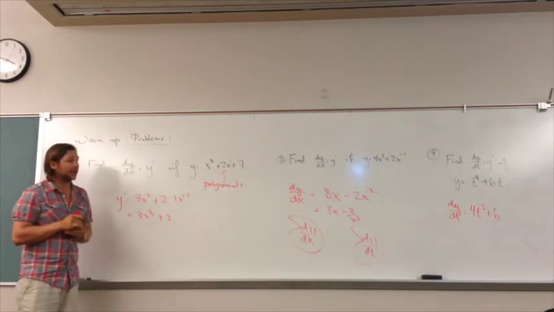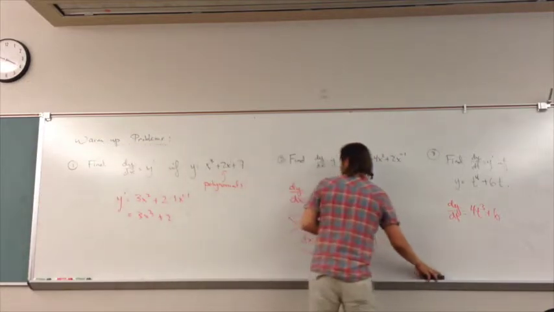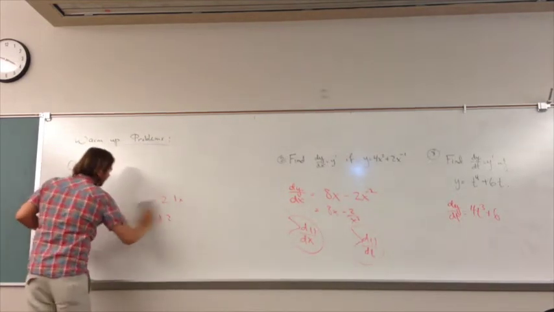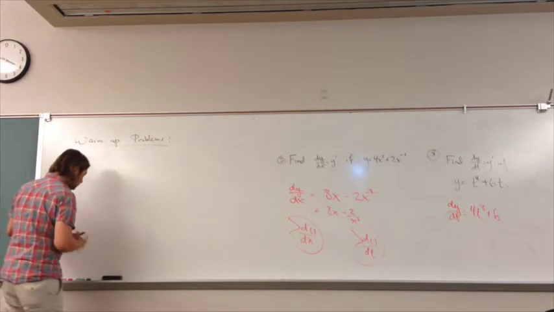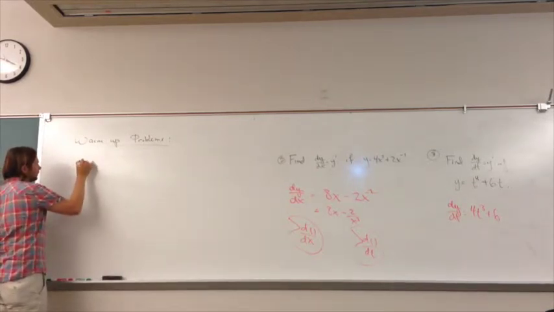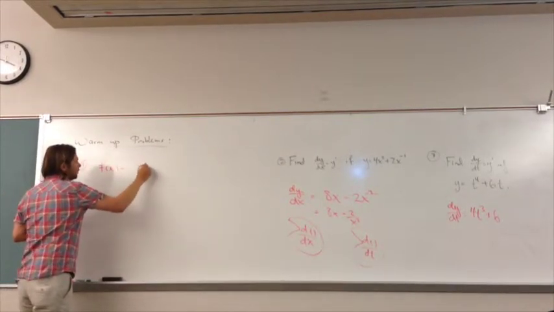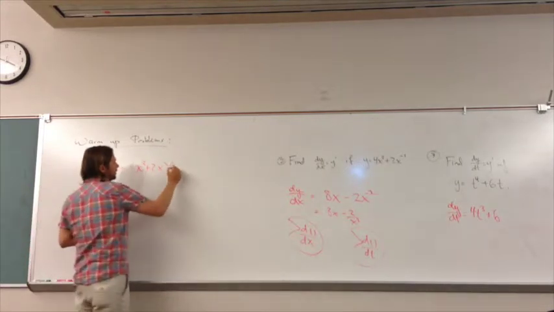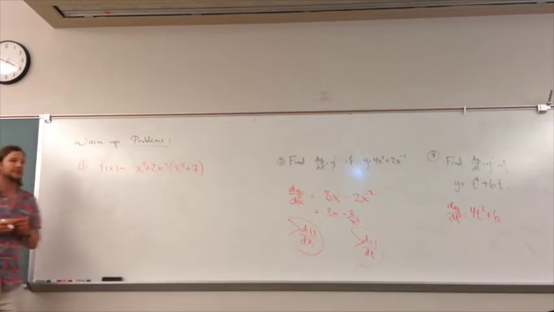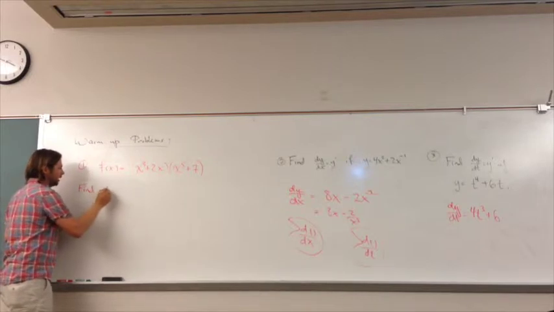So next we're going to look at products of polynomials and ratios of polynomials. I'm going to skip to 2.4 first and I'll go back to 2.3, which is rates of change. Okay, so let's say that I have a product of polynomials, like f of x is x cubed plus 2x times x to the 5th plus 7. How would I find dy/dx or df/dx?